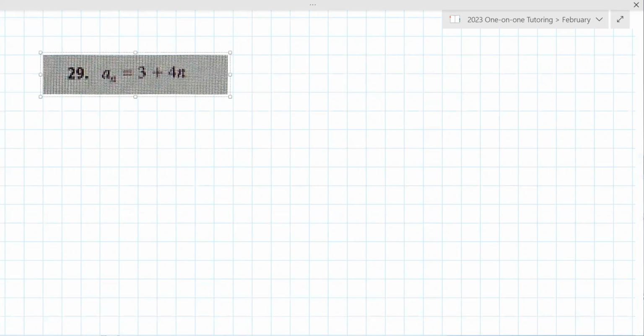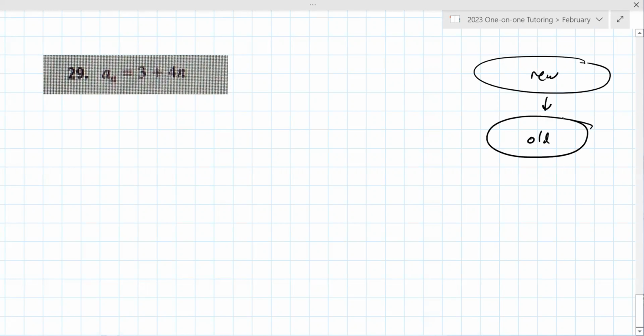So the instructions in 29 say to write a recursive rule for the sequence. And in a lot of ways, math is like, when you get a new problem, you turn it into something that's old so that you know how to do it. So for this problem, you're going to write out the terms.